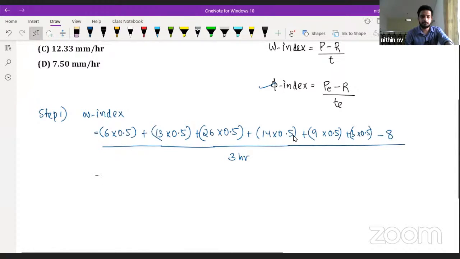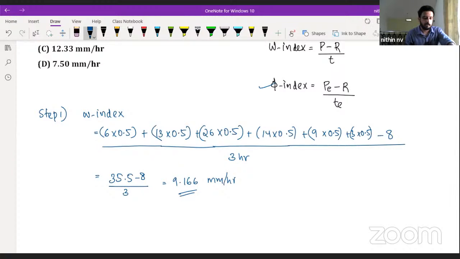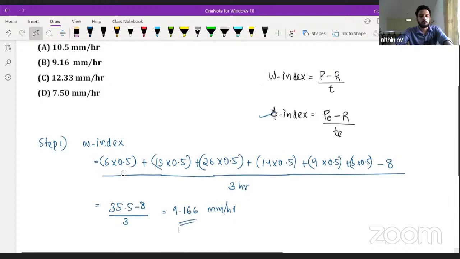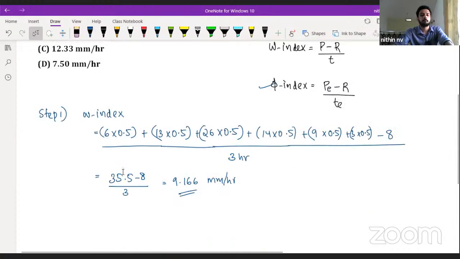So tell me how much is the W index, everyone? You are getting 35.5 minus 8, divided by 3. So 9.166 mm per hour, right? So can I select option B? Obviously no, because they are asking for the phi index.